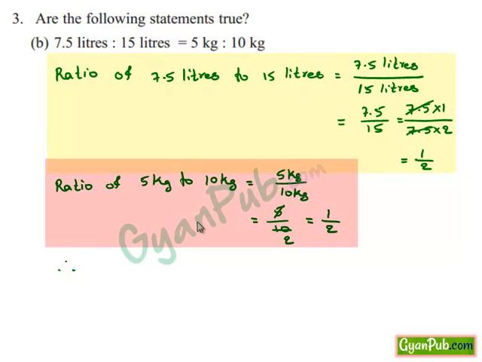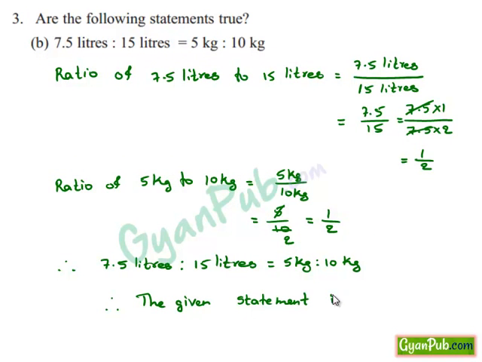Therefore, from the above two ratios, we can say that 7.5 liters is to 15 liters is equal to 5 kg is to 10 kg. Therefore, the given statement is true.